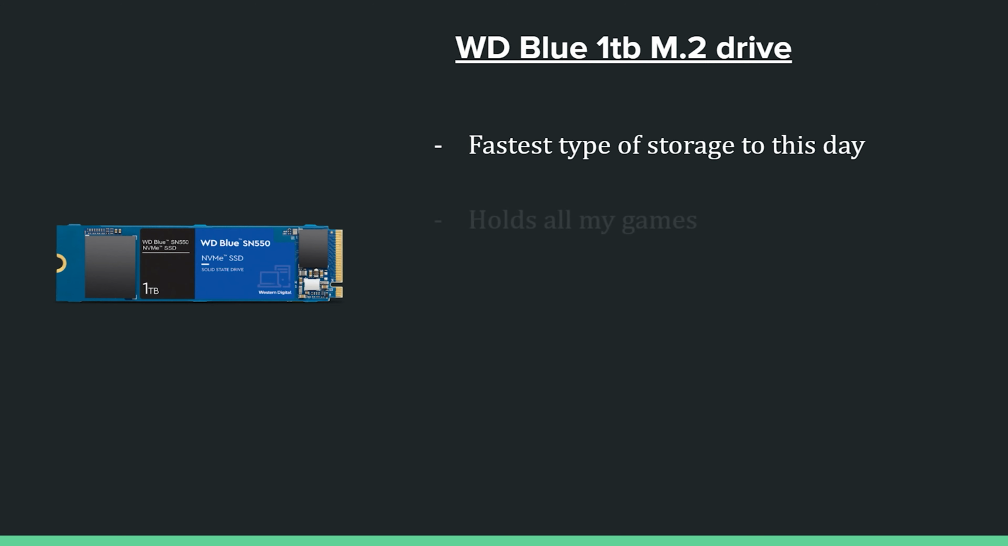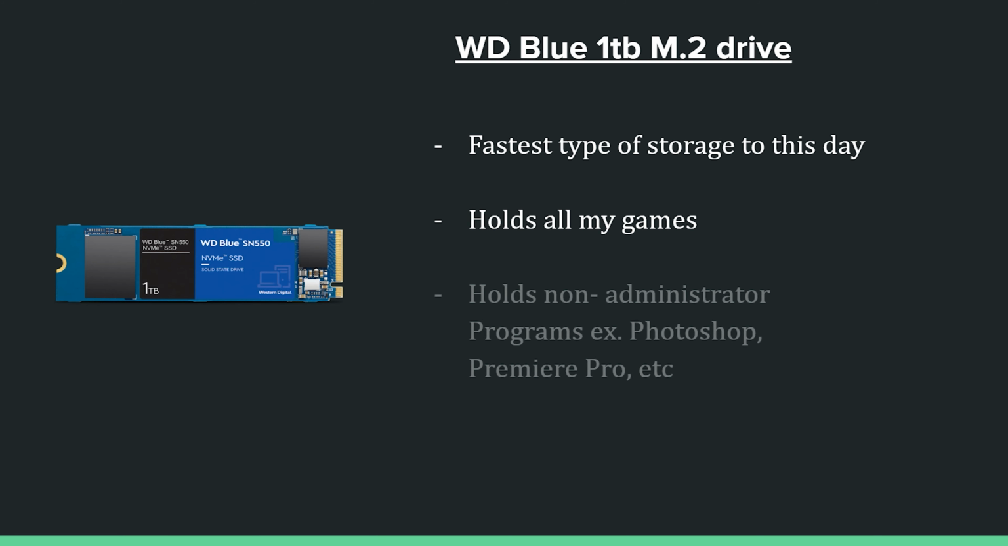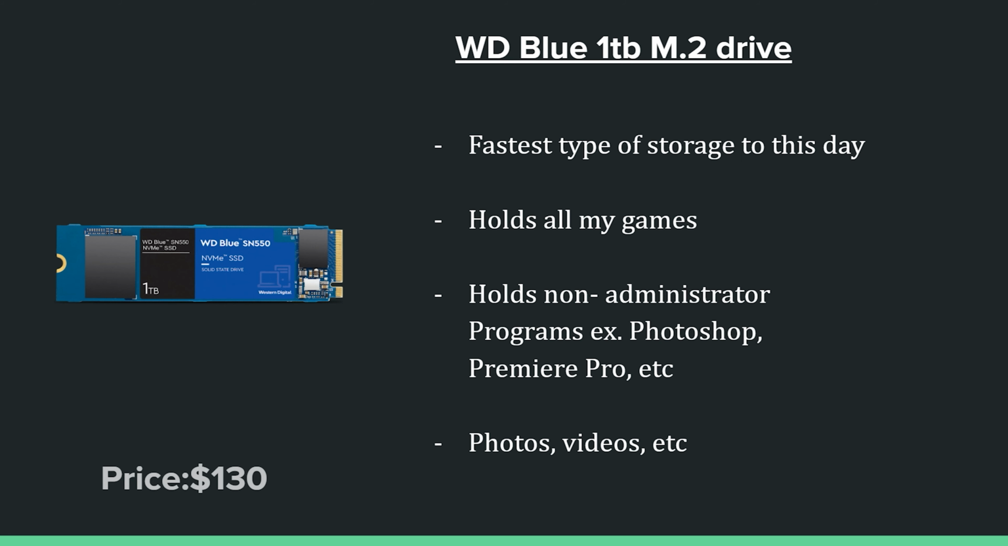And I got a 1TB M.2 SSD, which is the fastest memory device you can get currently. This device is for all my games and any non-administrator level programs like Photoshop, Premiere Pro, and the list goes on and on. I'll put whatever else I need to put in there like photos and videos. The M.2 was $130.